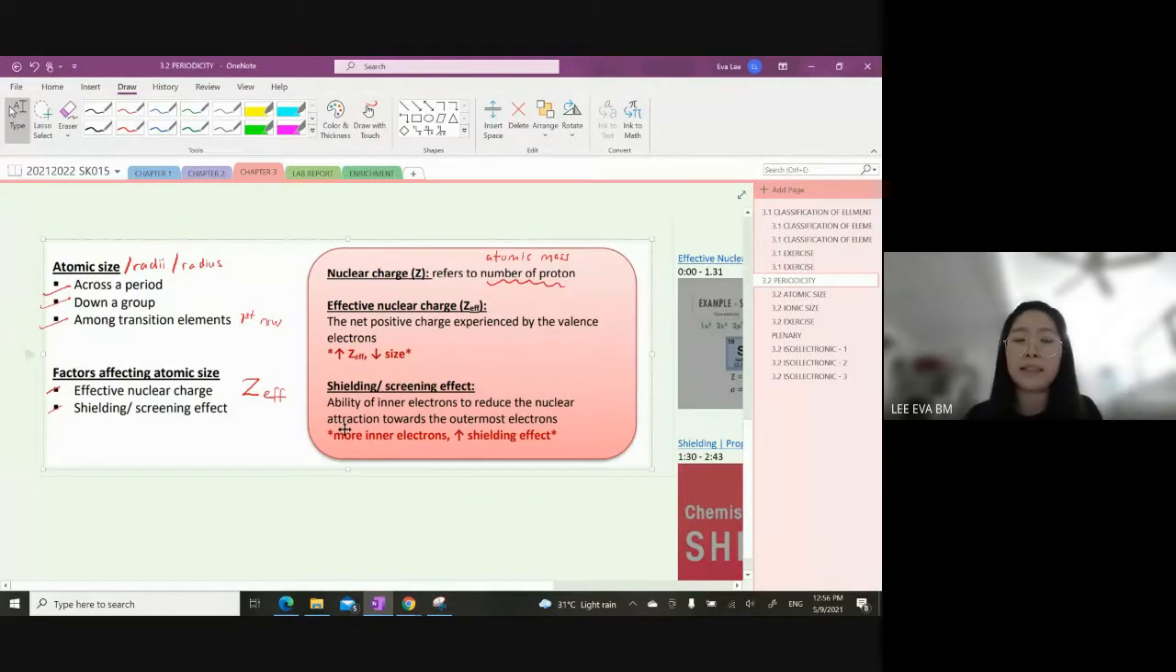So we look at the definition again. Ability of the inner electron to reduce the nuclear attraction towards your outermost electron or the valence electron. So more inner electrons, you will have a higher or greater shielding effect. Therefore, forces of attraction will decrease. Okay, and then the size will become bigger. So for further explanation, we will look into each of these categories across a period, down the group, or among the transition elements. So are there any questions about the ZEF and also the screening effect?